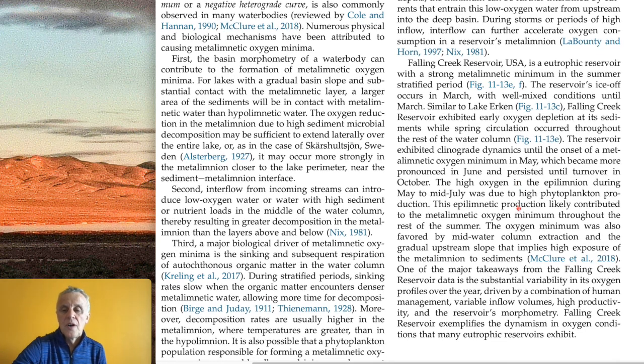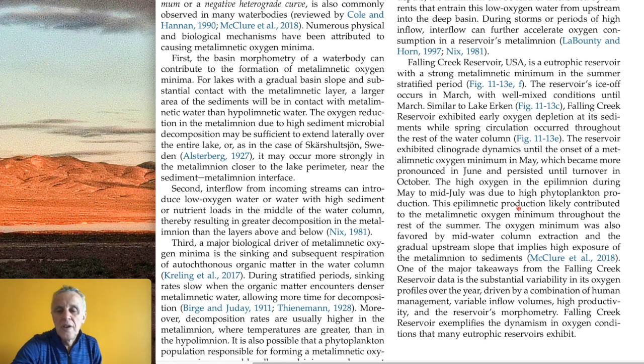Falling Creek Reservoir is a eutrophic reservoir with a strong metalimnetic minimum in the summer stratified period. The reservoir's ice-off occurs in March, with well-mixed conditions until March, similar to Lake Erken. Falling Creek Reservoir exhibited early oxygen depletion at its sediments, while spring circulation occurred throughout the rest of the water column. The reservoir exhibited clinograde dynamics until the onset of a metalimnetic oxygen minimum in May, which became more pronounced in June and persisted until turnover in October.